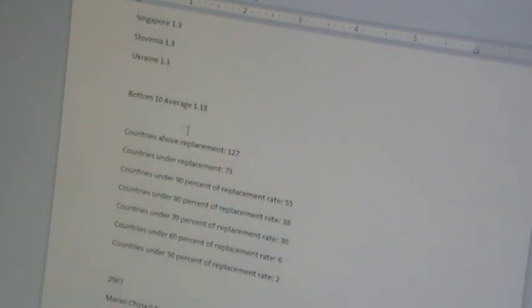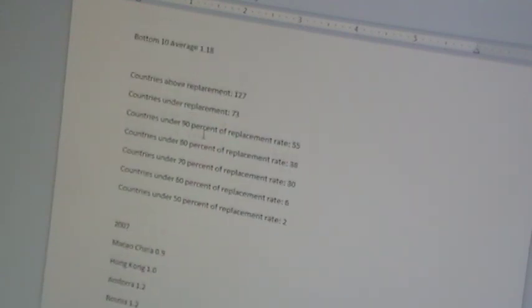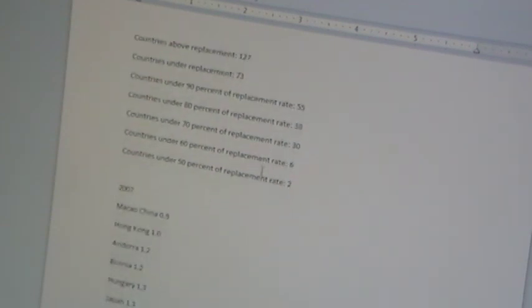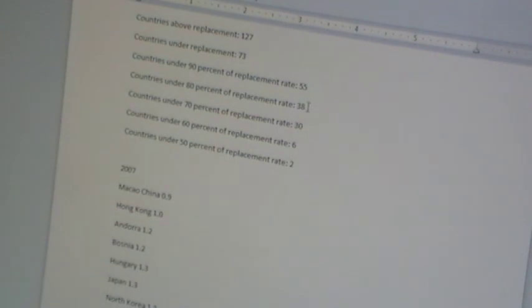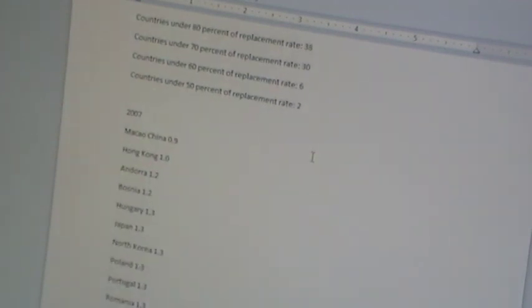All right. Bottom 10 average. As you see now, the countries under replacement, 73. Now it's starting to go up again. That's what, 36.5% of the countries in the world are under replacement, while 3.5 or above. Is that right? All right, maybe not. Ooh, there's the under 55, or under 90, 38 are under 80, 30 are under 70, 660, 250.